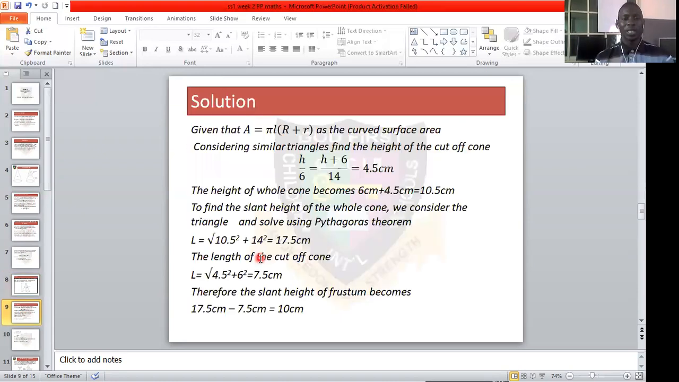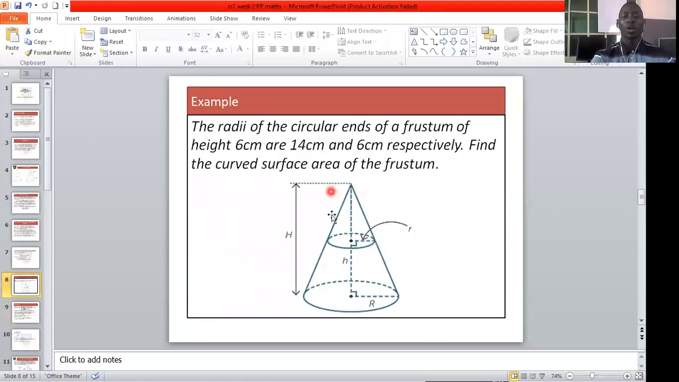So the height of the whole cone becomes 10.5. To find the slant height of the whole cone, we consider the triangle and solve using Pythagoras theorem. That is L of the whole cone, L equals the opposite, which is 10.5 square plus 14 square. That is hypotenuse square equals opposite square plus adjacent square, the Pythagoras theorem.